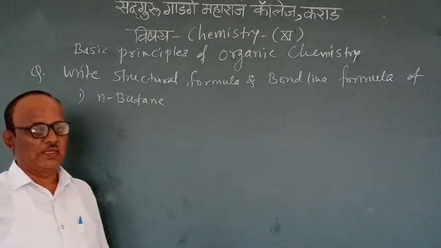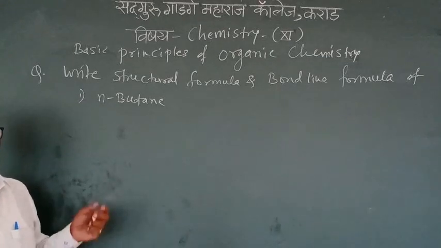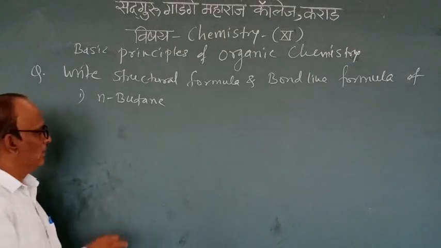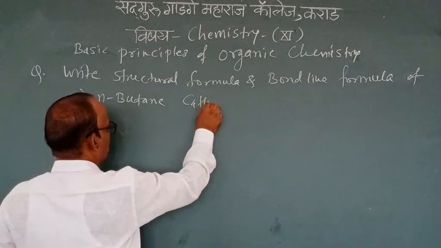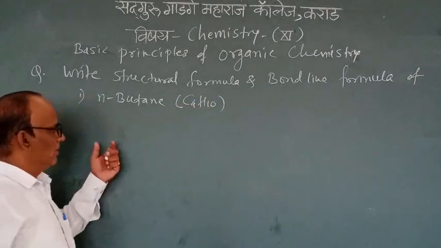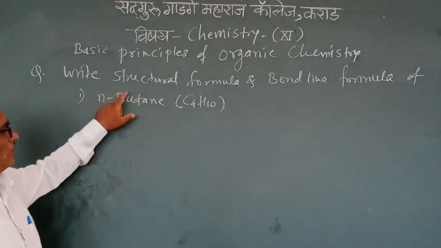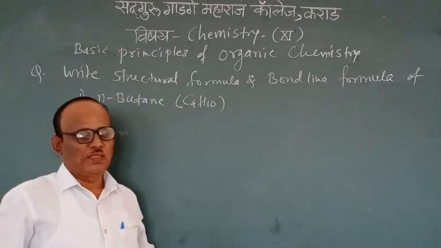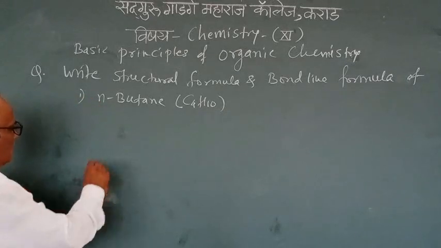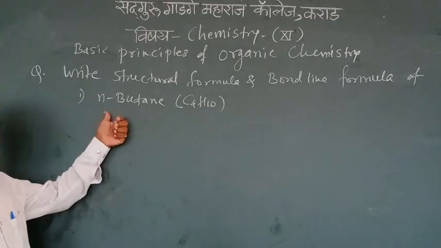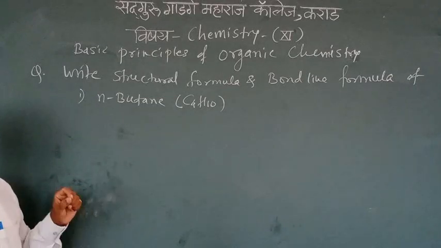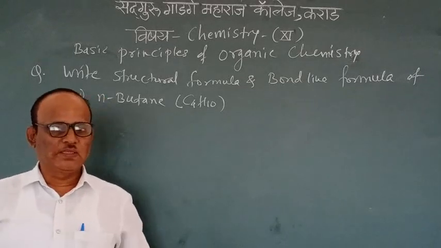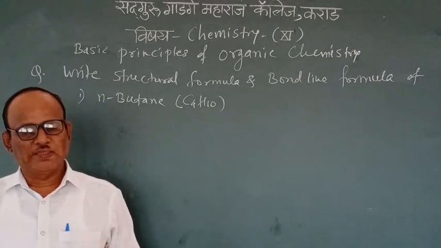You already studied alkanes, names of alkanes from methane to decane. Here butane is the 4th alkane. Its molecular formula is C4H10. For this example, you have to draw the structural formula first, and then from the structural formula write its bond line formula. Here n means normal. Normal butane contains 4 carbon atoms, all in a continuous chain. There is no branch chain.